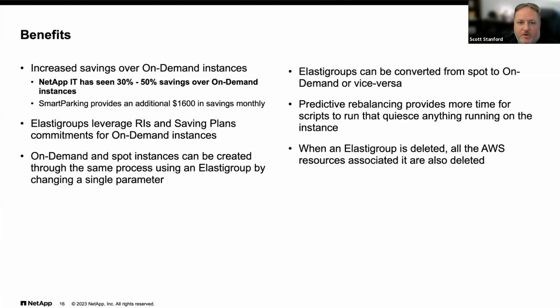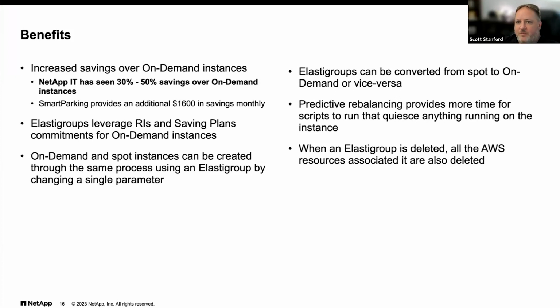When you do fall back to on-demand, if there's no capacity or Spot instances available for what you're using, Elastigroups can make use of RIs, reserved instances, and savings plans that you've already purchased. So instead of just using an on-demand instance, you can get some additional savings by using the RIs and savings plans if there's any capacity left in those.